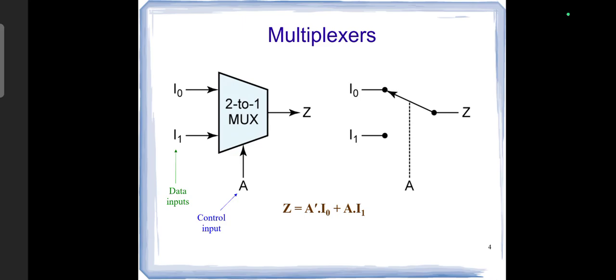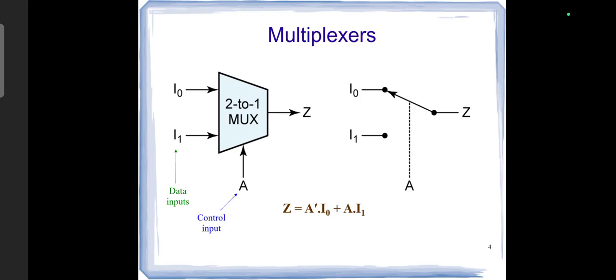So let's understand the structure. A multiplexer consists of three main components. First, it has n control inputs, which are also called selection lines. Second, it has 2 raised to n data inputs. Finally, it has one output, only one output. The selection lines determine which input reaches the output.